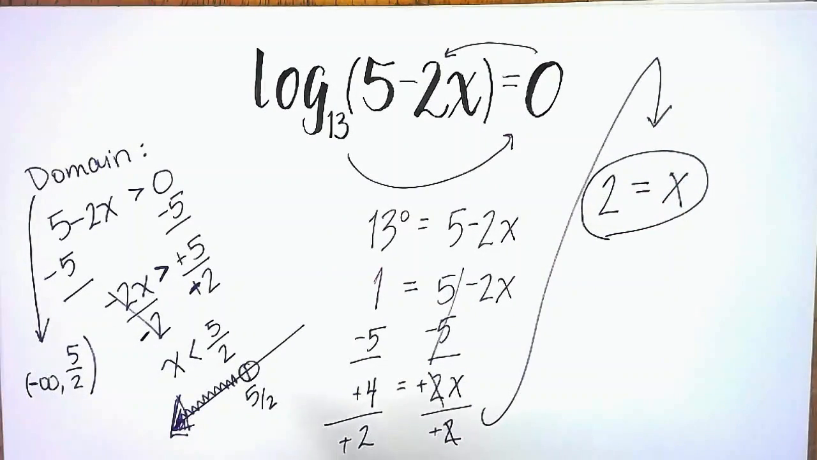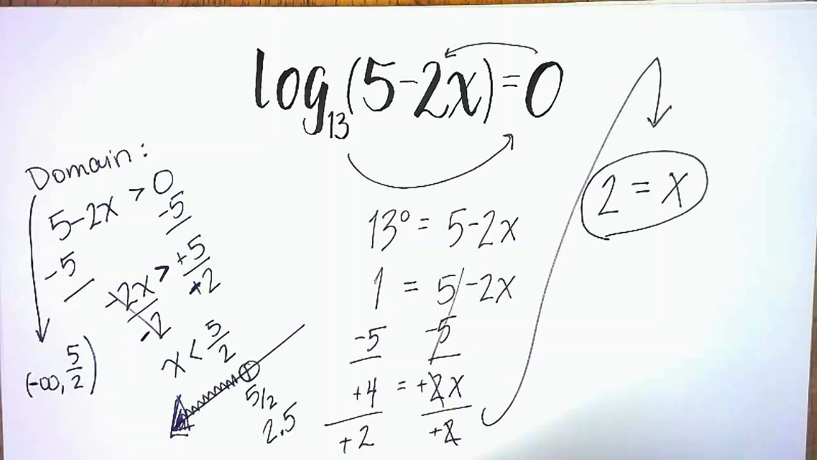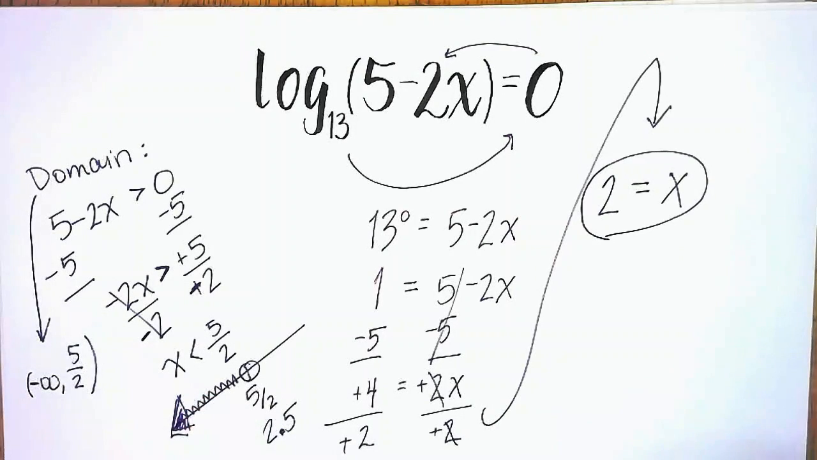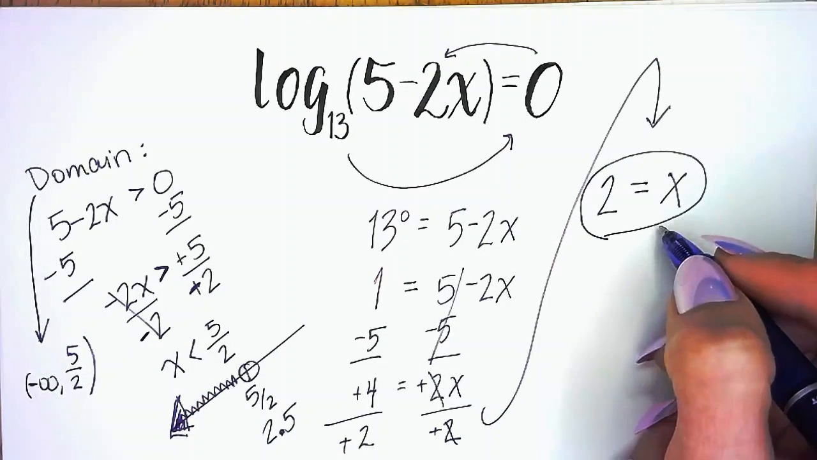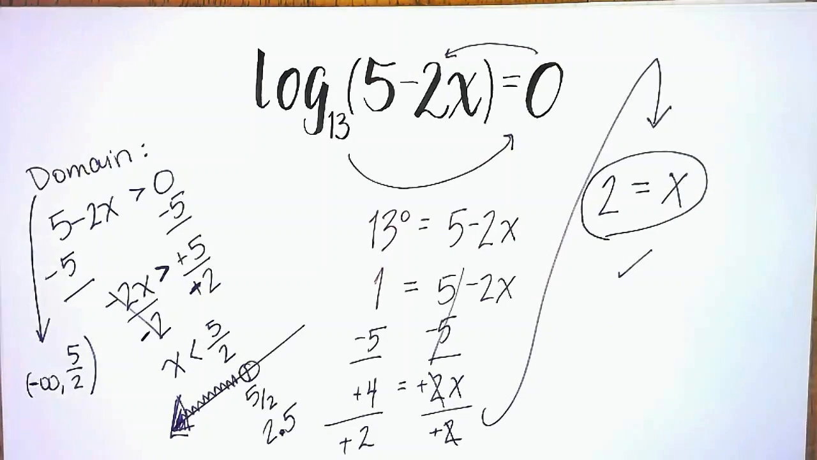Is 2 on our interval? Since 5/2 is really 2.5, and our domain is anything less than 2.5, and x is less than 2.5 when it equals 2, then our answer is good. The solution to our equation is x equals 2.